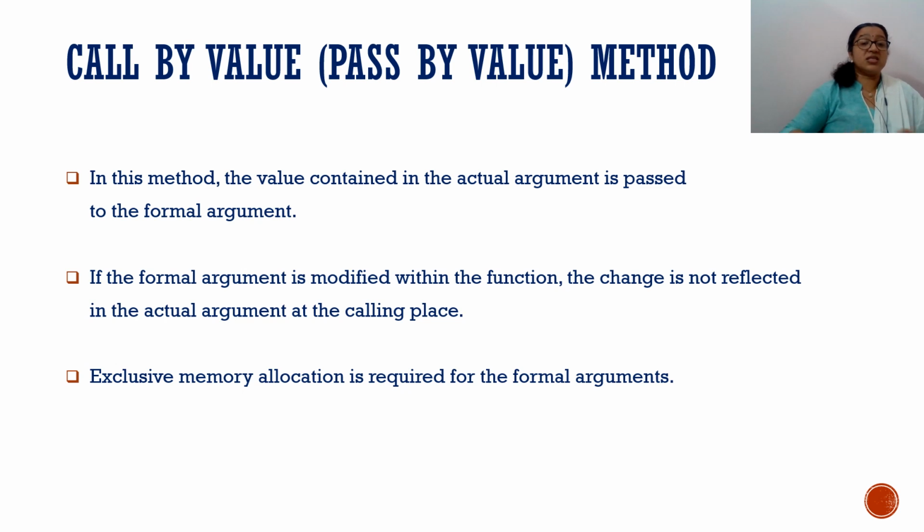Clear now? This is called by value method. We are just copying the value to another location and we are changing that value from that location only. It will not affect the actual one. This is called by value method. Clear?